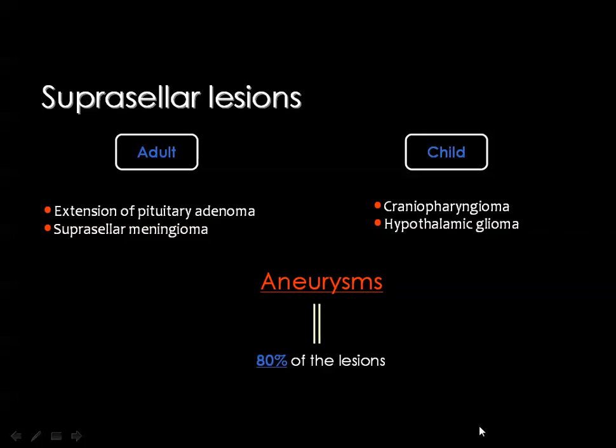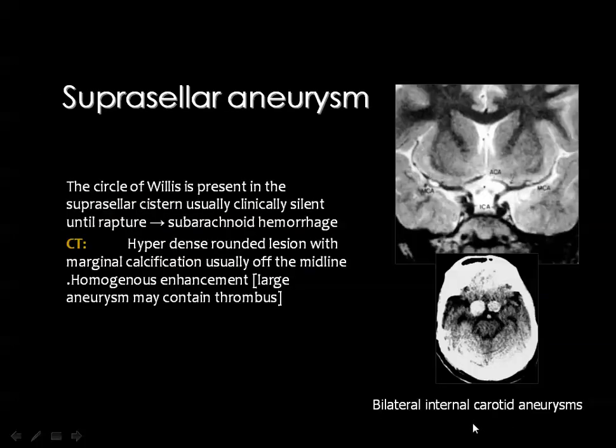Then we come to the aneurysms, which are seen in the suprasellar area. Aneurysms are of the saccular type, of course. They arise at the bifurcation of the arteries, especially in the region of the anterior communicating artery, and also along the course of the middle cerebral artery.